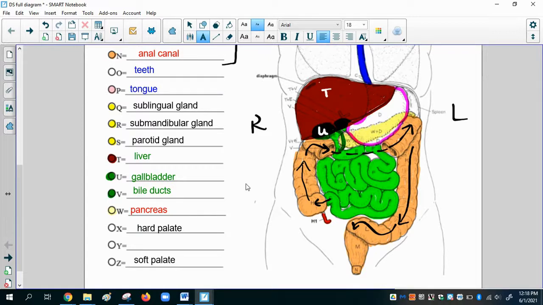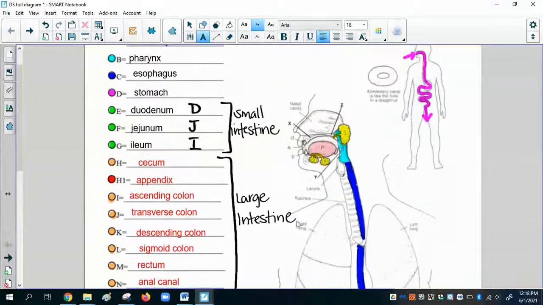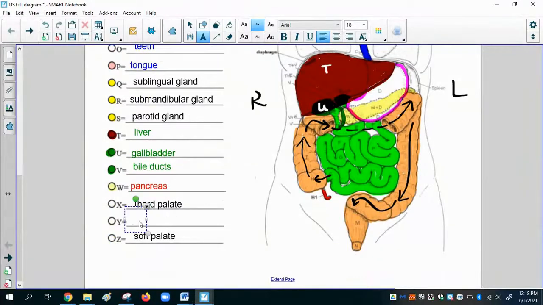Okay, looks like we missed letter Y way up at the top of the diagram. Letter Y is that little flap of soft cartilage that closes over the airway when we swallow to prevent us from choking. Letter Y is the epiglottis.